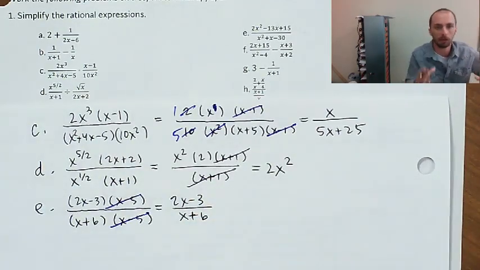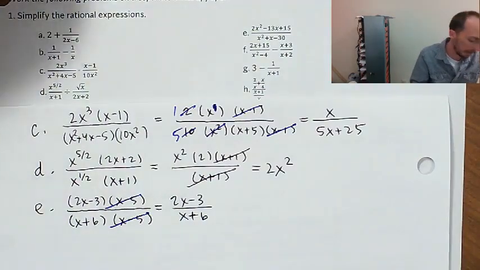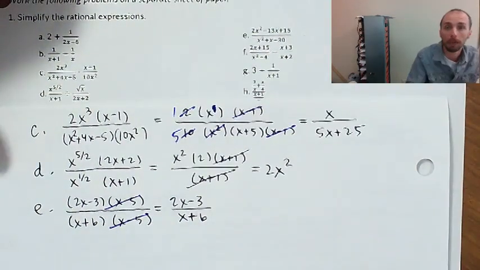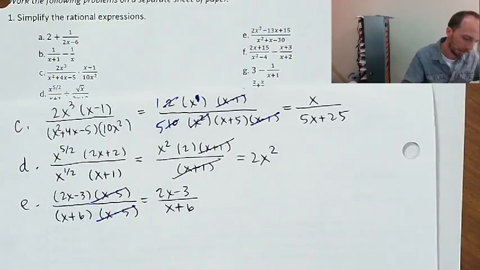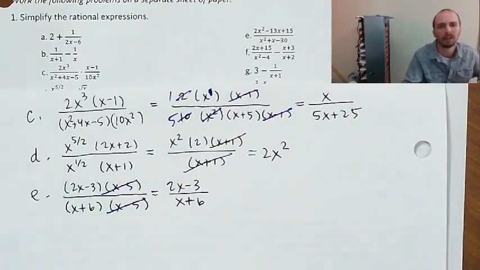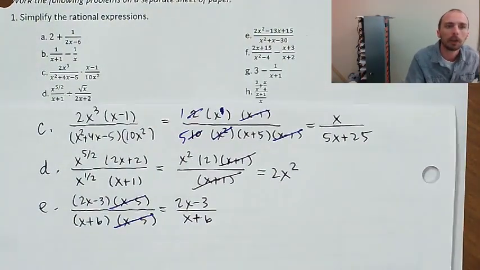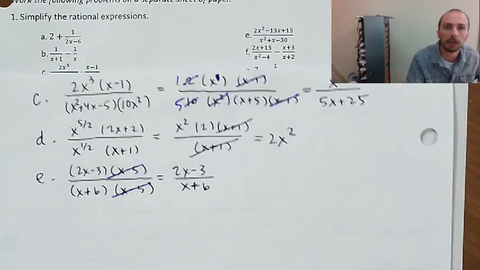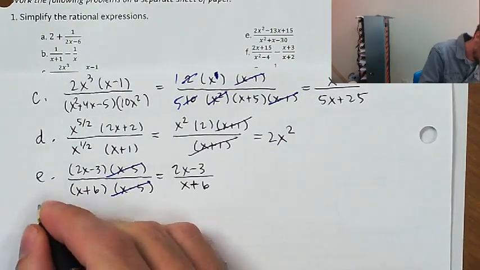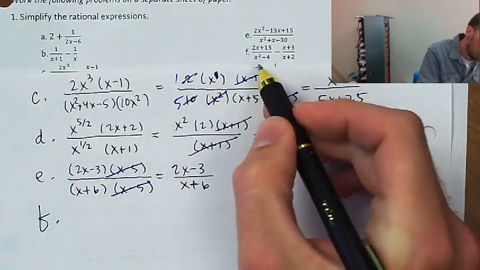There's not anything I can do more with that, right? Because I need to be able to cancel whole things that are multiplied together, with parentheses around them. Can't be like dividing the 3 by the 6. Don't do that. That's cherry picking. Okay, so f is going to be another common denominator because we need to subtract these two things.